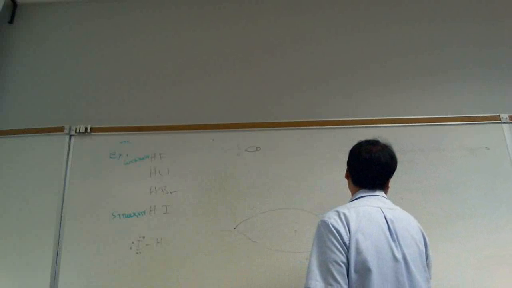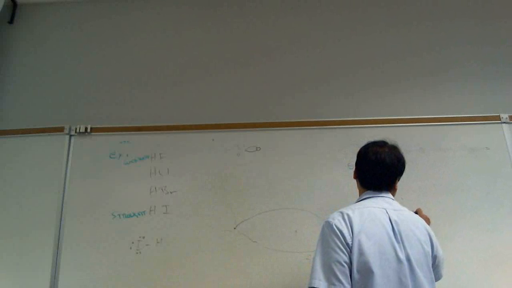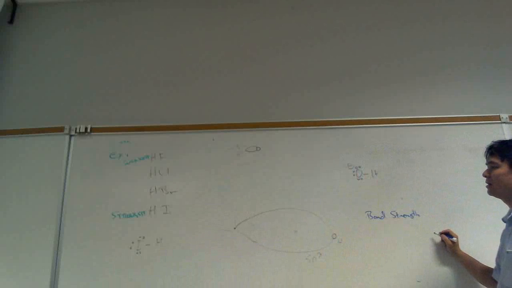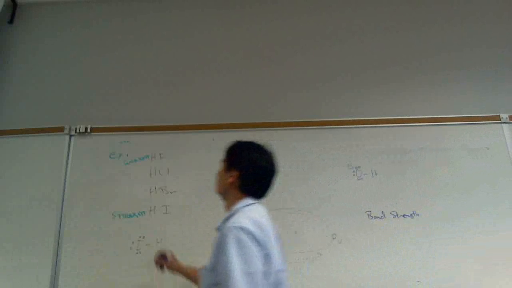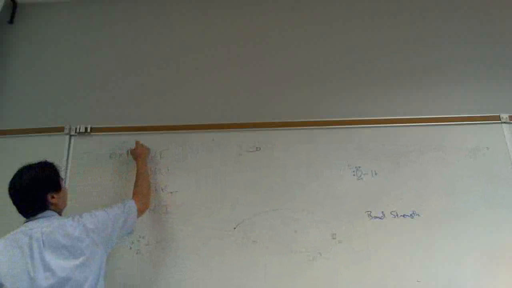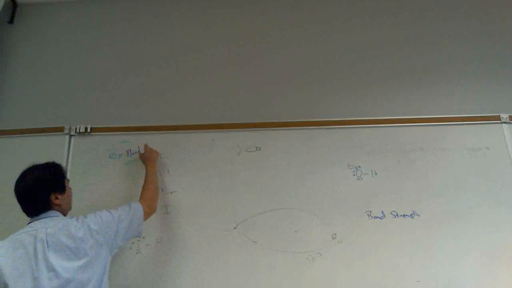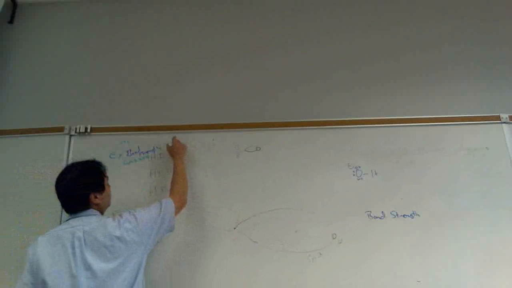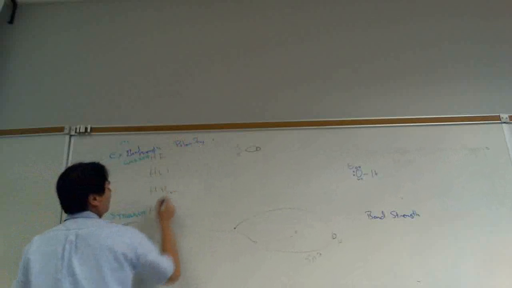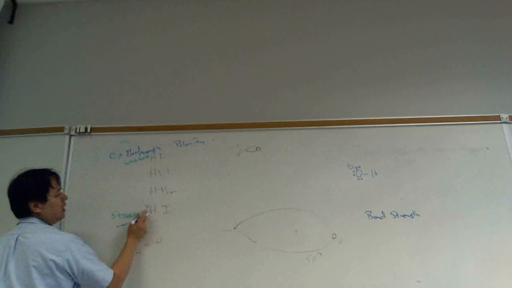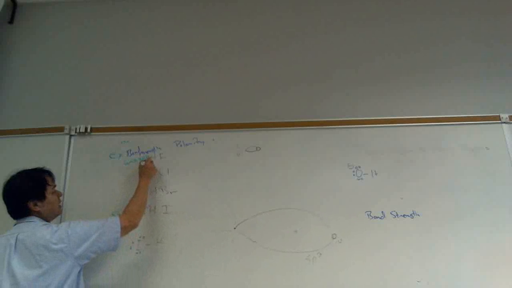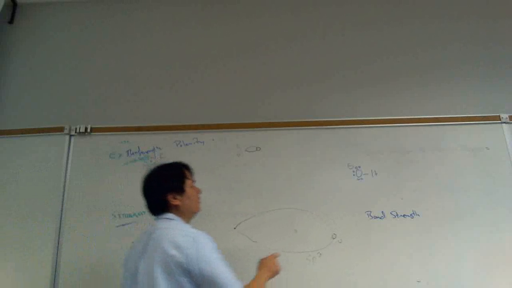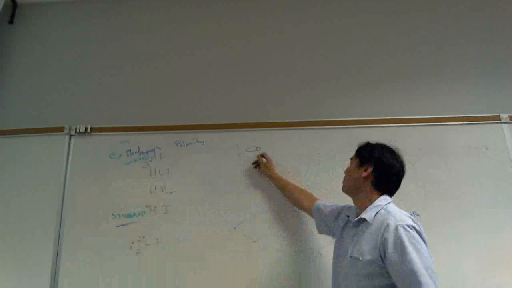Bond strength, that's a good point. In terms of bond strength, we predict HI to be the strongest acid and the weakest bond. In terms of polarity, hydrofluoric should be, because HI is going to have a very small delta plus, HF is going to have a very large delta plus.